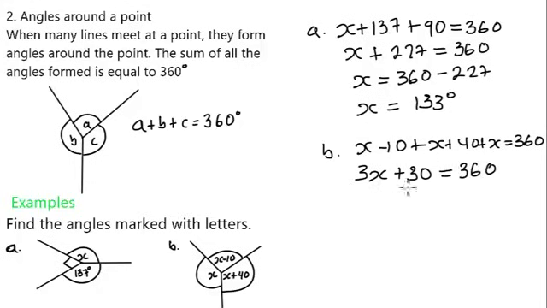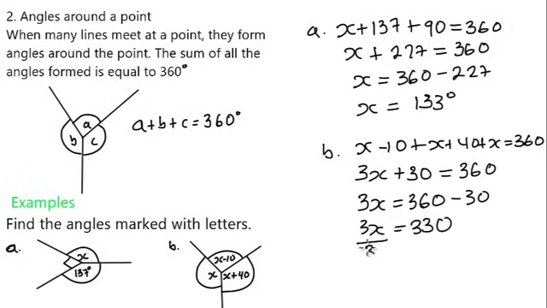Now from here, let's move positive 30 to the right hand side so that we have 3x to stand alone. And so 3x will be equal to 360 minus 30. And 3x will be equal to 330 degrees. So from here, we divide through by 3. 3 will cancel 3, and x will be equal to 110 degrees.